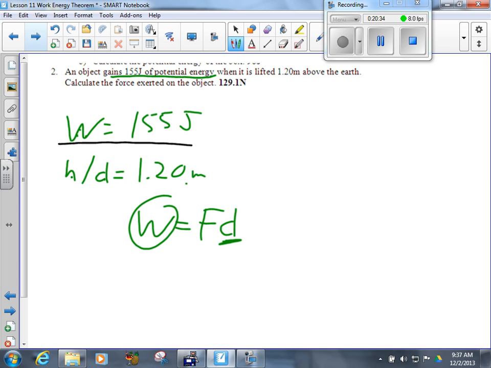They told me the work was 155 joules, and it was lifted 1.2 meters above the Earth. Can I calculate the force? Yeah, work is force times distance. So all I have to do then is divide both sides by d, and I've got F. All right, so again, these questions mathematically are simple, but they're testing whether we can apply our knowledge of work being a change in energy.